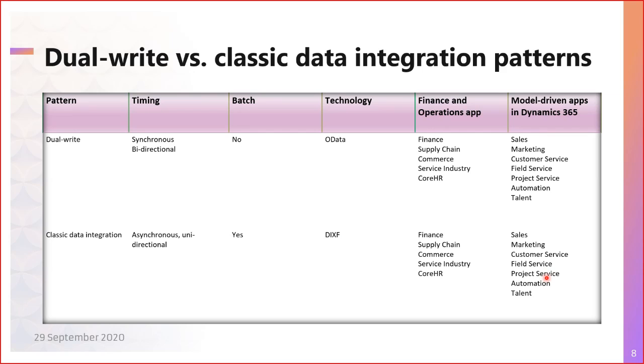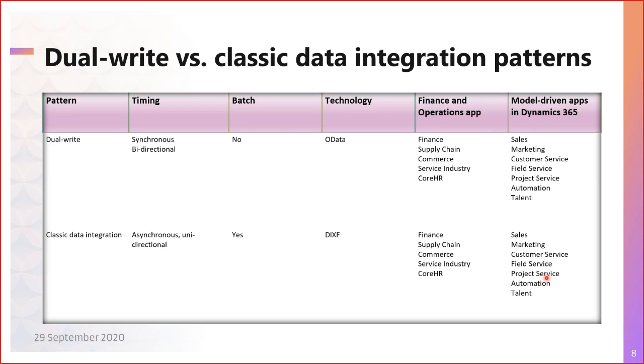When we talk about you run those processes overnight, at off-peak time it will run the data and will process your data across different applications, different apps under Dynamics 365. Finance and operations is one of the apps of Dynamics 365. Sales and marketing, field services, talent, automation, project services are other apps in Dynamics 365, and these are all model-driven apps.